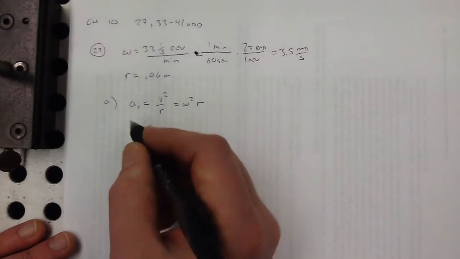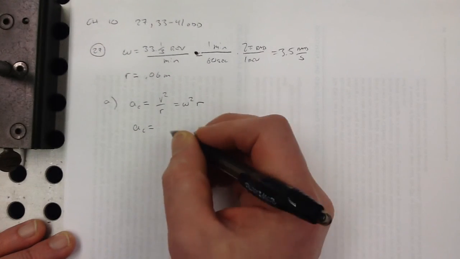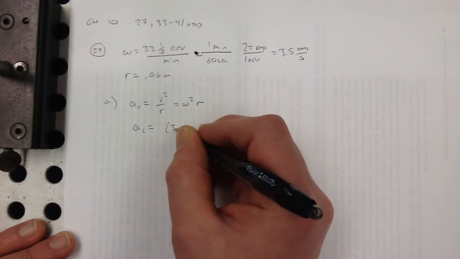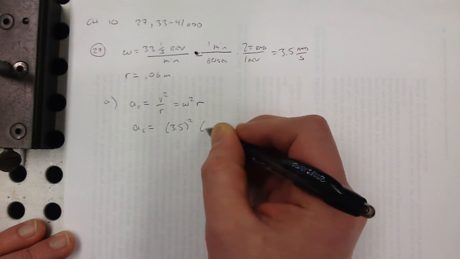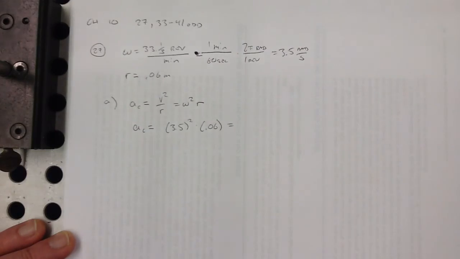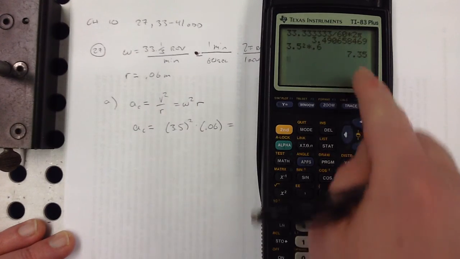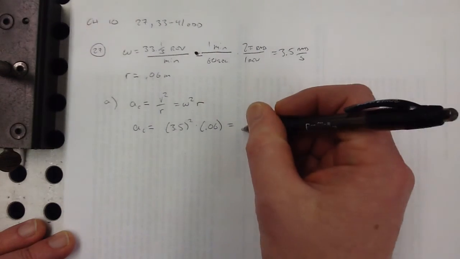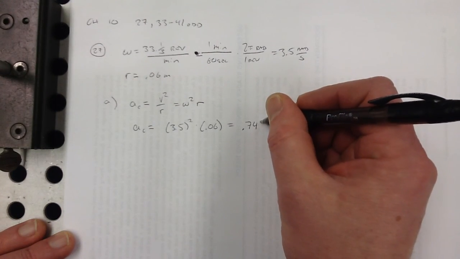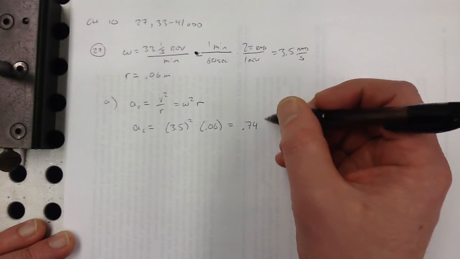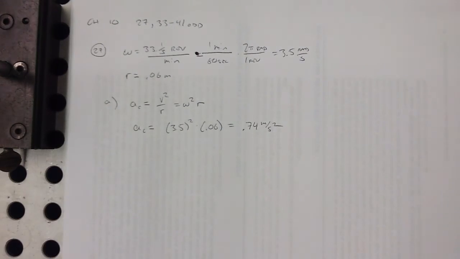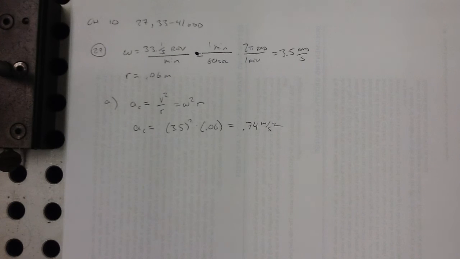Okay, so that means my centripetal acceleration is equal to omega squared r. Oops, sorry, 0.06. So that would move that over one more place. So at 0.74, that would be my centripetal acceleration in meters per second squared. I think that's what they wanted for that part, isn't it? Yes. And that's its only acceleration.